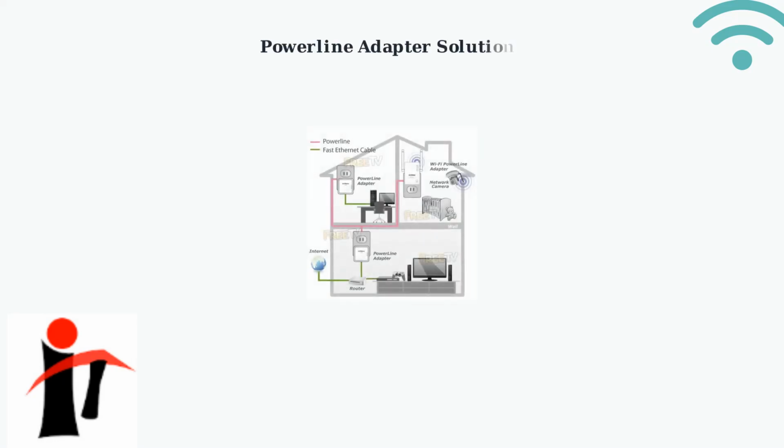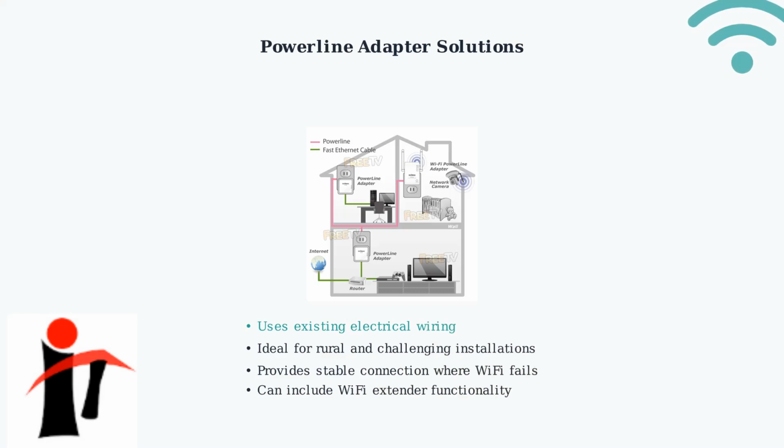For rural installations with weak Wi-Fi signals, Powerline adapters offer an excellent alternative solution. These devices use your home's electrical wiring to extend network connectivity, providing stable connections even in challenging environments.